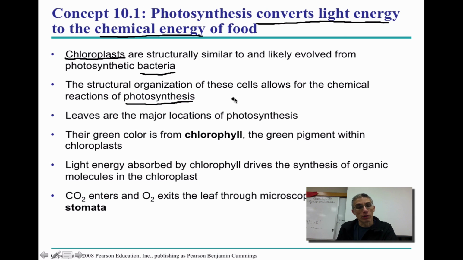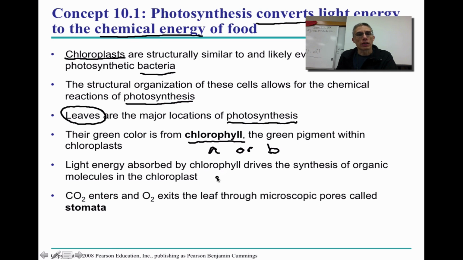And remember, those chemical reactions are going to fall into two categories. The first one is going to be the light reactions. And again, that second set of reactions is going to be the Calvin cycle. Now, the leaves are going to be the major part of the plant that is going to participate in photosynthesis. Now, remember that the green color that you see in most plants is going to come from a very special pigment called chlorophyll. And this chlorophyll actually comes in two forms. It's going to be chlorophyll A, and it's going to be found as chlorophyll B. And we'll talk a little bit more about those two different types of chlorophyll pigments a little bit later.